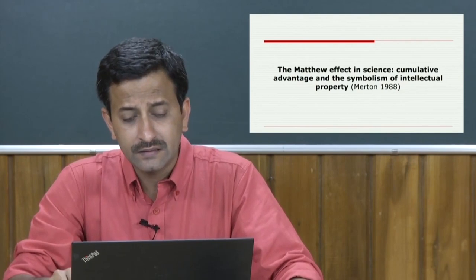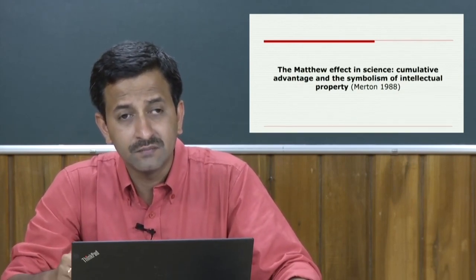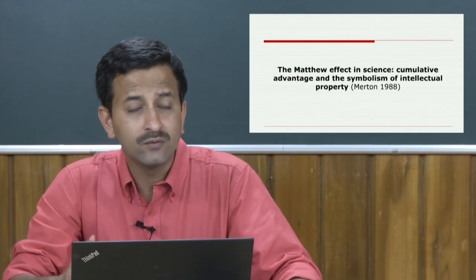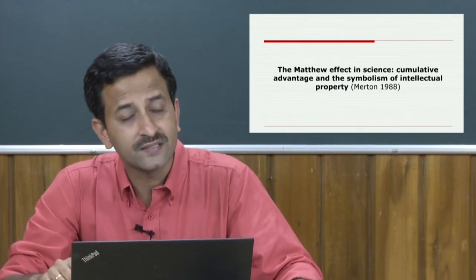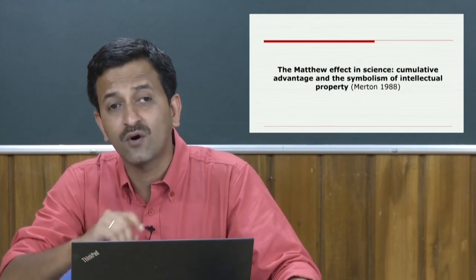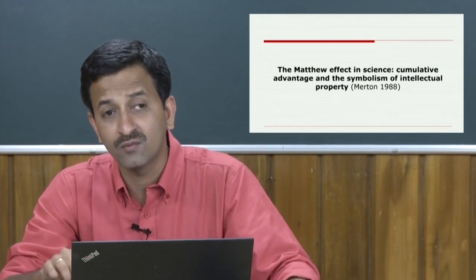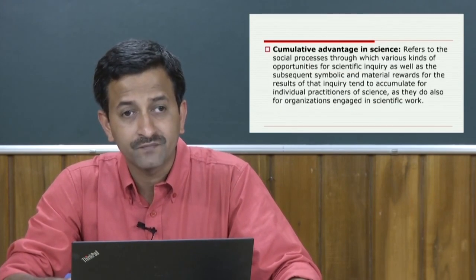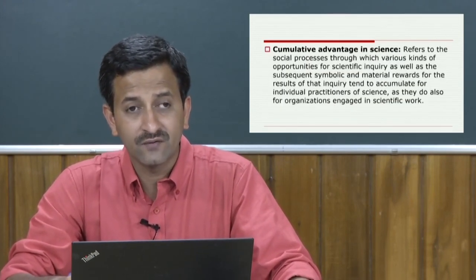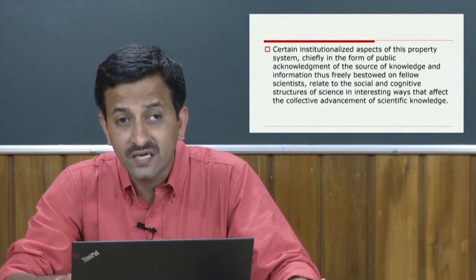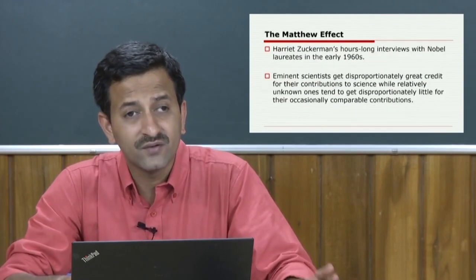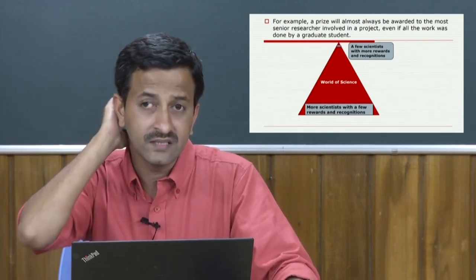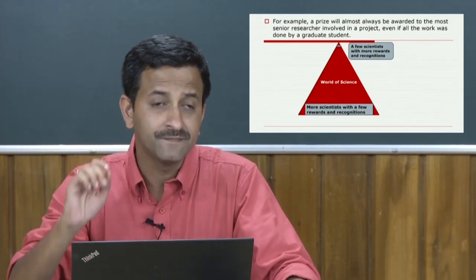And then after 20 years, Merton tried to provide an account of the Matthew effect in science, not in the form of reward and recognition, but in the form of cumulative advantage and the symbolism of intellectual property. Okay? The cumulative advantage in science, then we discussed intellectual property in science, then the Matthew effect in its generality, then the way the world of science is structured unequally.